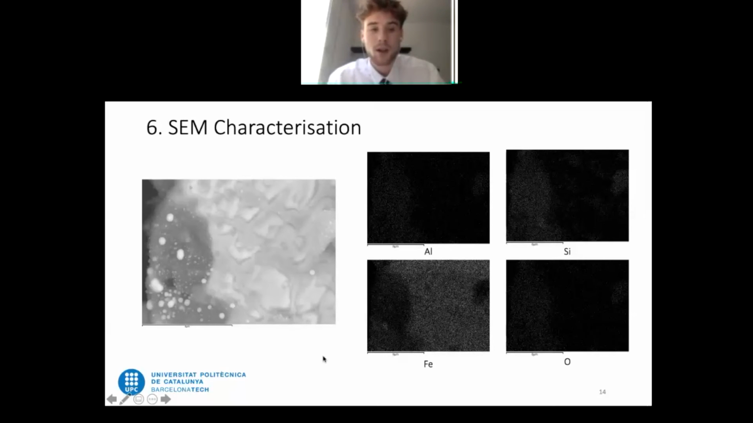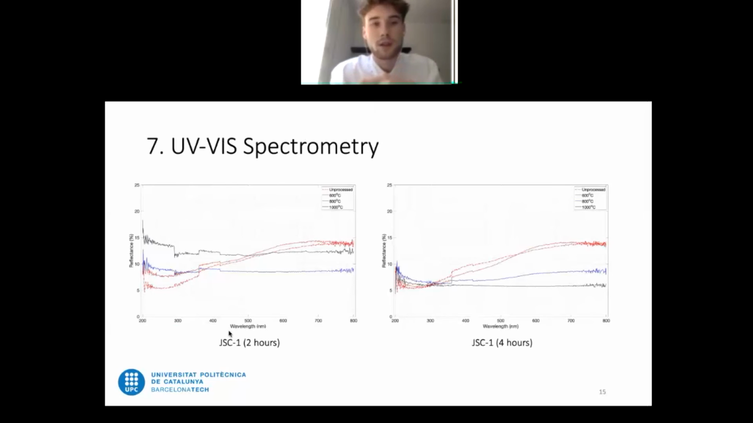It must be stated as well that this sample is of JSC1, which is entirely made up of silicate minerals. So without the addition of ilmenite or any other types of minerals, we have confirmed that the reduction of just a lonely silicate mineral has occurred, and metallic iron is present within these silicate minerals. So this concludes the SEM characterization, and now we move on to the UV to vis spectrometry.